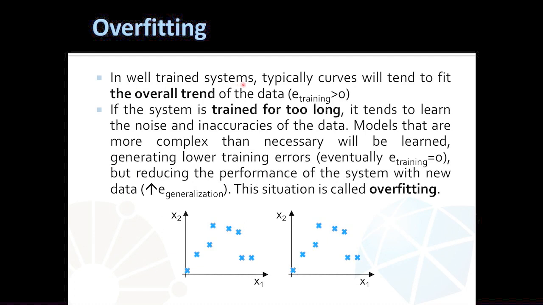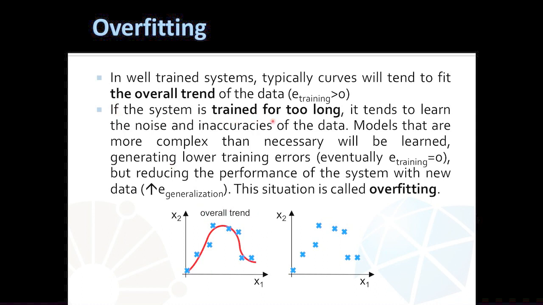In well-trained systems, typically curves will tend to fit the overall trend of the data. In other words, we can have the training error bigger than zero. In some practical cases, we don't want the training error equal to zero because the training data can have some noise, for example.